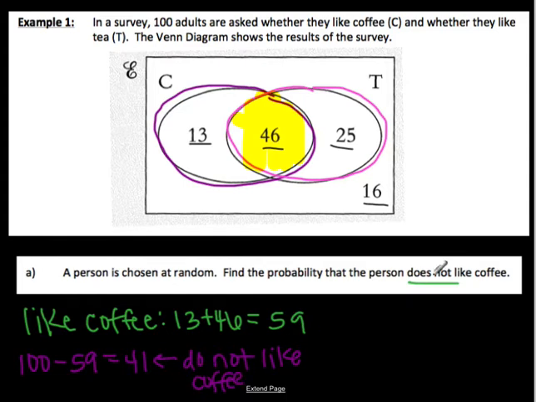So to figure out the probability of those who do not, well, there's 41 out of 100. That's how many people do not like coffee.